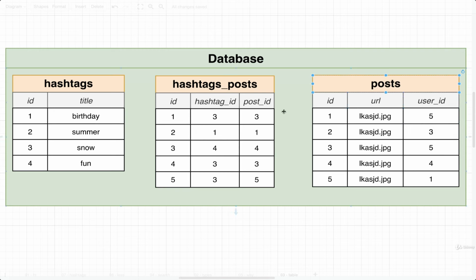And then to somehow figure out which hashtags are being used inside of which post, we would have a table here in the middle called hashtags posts. We would refer to this as a join table. The only purpose of it is to somehow relate a hashtag and a post together. So inside this table, we would have the hashtag ID. In this case, it's 3, so that would maybe be snow. And we would say that that hashtag was being used in the post with ID 3. That would be this one right here. And then we might have, say, the hashtag birthday being used inside this first post, and so on.